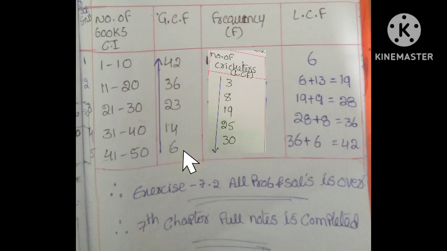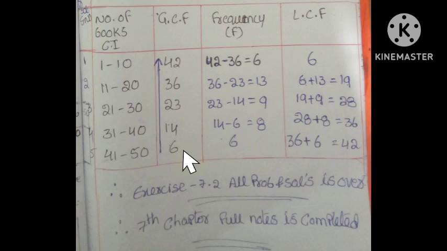In the previous problem, the seventh problem, the number of cricketers frequencies increased only. In this eighth problem, GCF is given, and the frequencies decrease. That is the difference between LCF and GCF frequencies. Here the GCF frequencies are decreasing only.